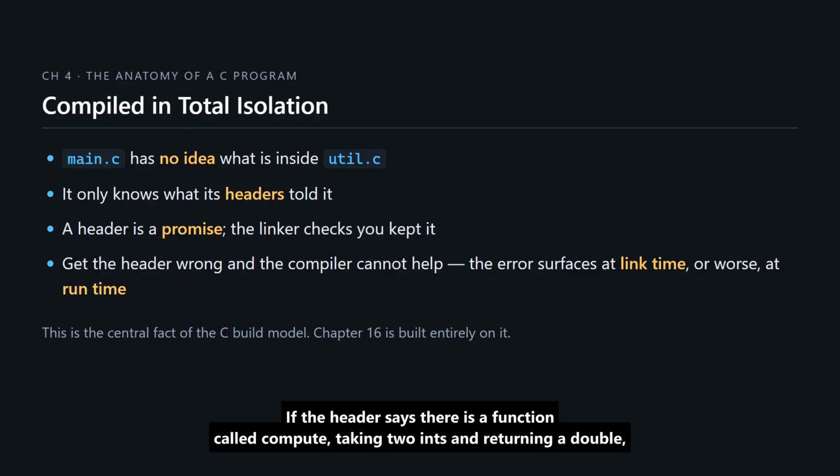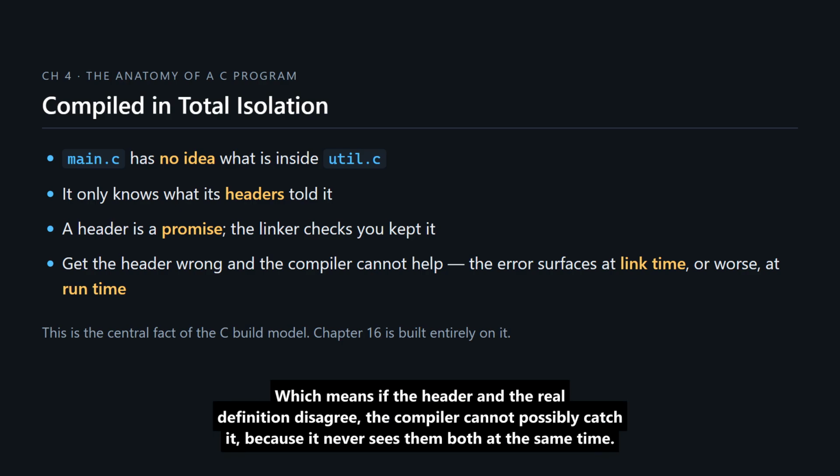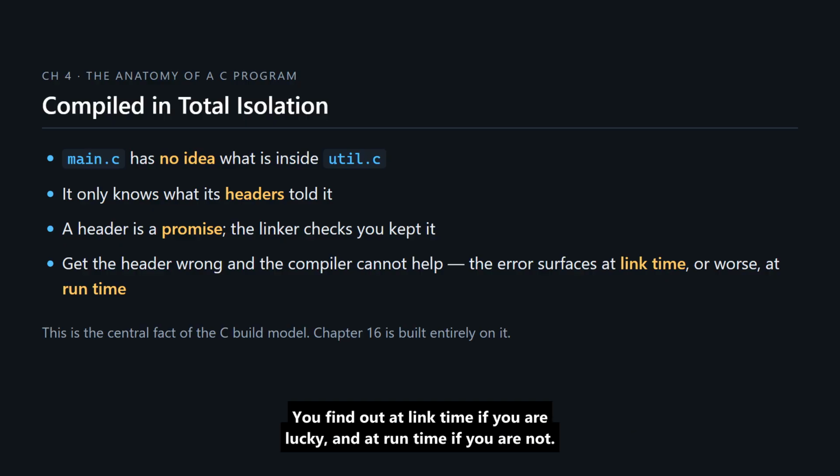If the header says there is a function called compute, taking 2 ints and returning a double, then the compiler believes that and checks your calls against it, and then hands the problem to the linker to find something with that name. Which means if the header and the real definition disagree, the compiler cannot possibly catch it, because it never sees them both at the same time. You find out at link time if you are lucky, and at runtime if you are not.